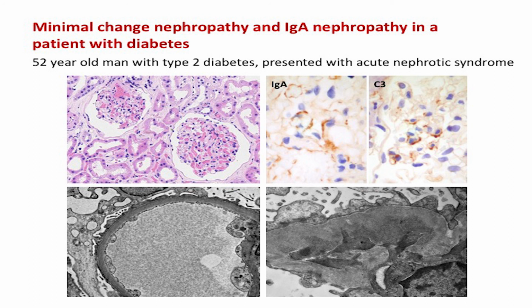So has the IgA nephropathy, with no evidence of inflammatory activity, caused the nephrotic syndrome? No, because the EM showed diffuse effacement of podocyte foot processes and microvillus transformation. So this is minimal change nephropathy in a diabetic patient who happened to have incidental IgA nephropathy. It does get confusing, doesn't it?